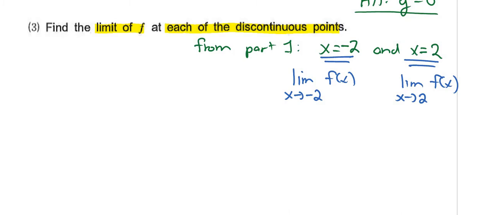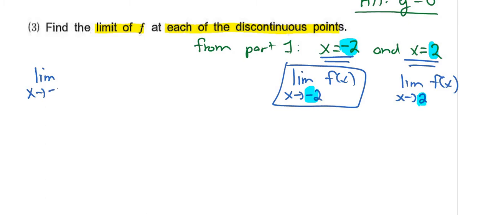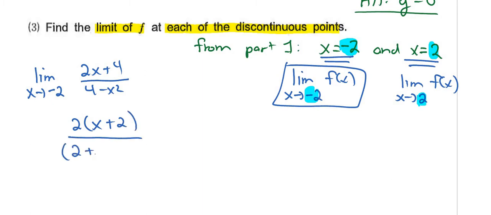Alright, so just follow the instructions on what the question is telling you to do. If this is your discontinuous point, find the limit at those points. I will go ahead and do this one first. When x approaches negative 2, that limit is a little bit easier to solve because it's just a few steps. So x approaches negative 2. Now your original function was 2x plus 4 over 4 minus x squared. Once again, we can factor this out. And the denominator will be 2 plus x and 2 minus x. This is the limit as x approaches negative 2.